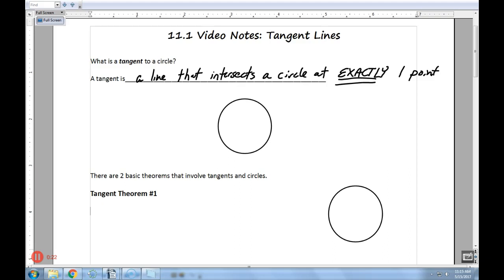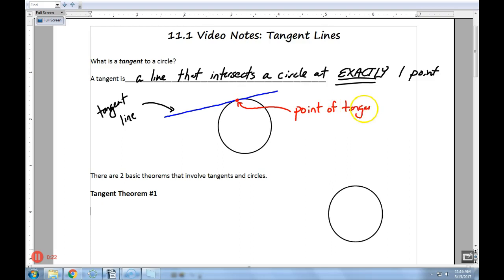So I'm going to draw a line in here, and boom, I just nick it right there. This blue line right here would be called the tangent line. That's an example of a tangent line. And this red dot right here, that point is what's referred to as the point of tangency. So we're talking about when something just barely nicks the edge of a circle like that, at one point.